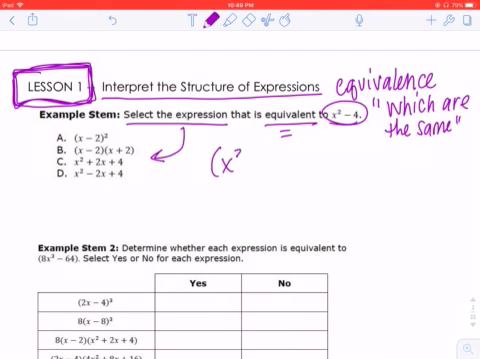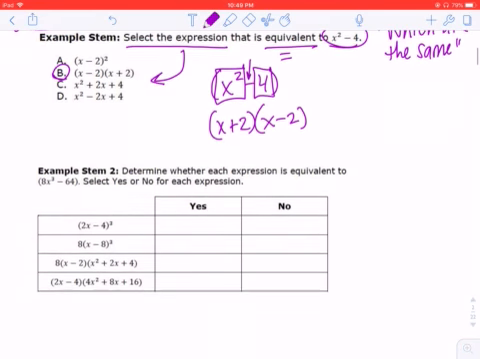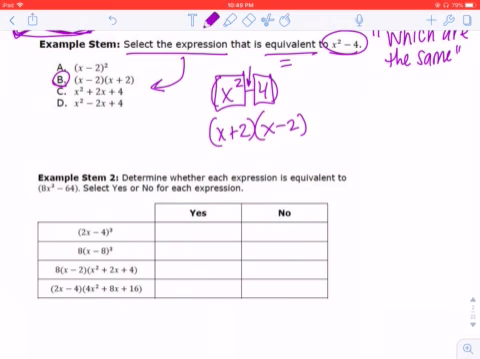So I see a pattern here, or I notice that this is a square, and this is a square as well, and this is subtraction. So I know that this is the difference of squares. So I can go ahead and say, okay, I know this is x and x, 2 and 2, 1 positive, 1 negative, which happens to show up right here with letter B. That's pretty much it.